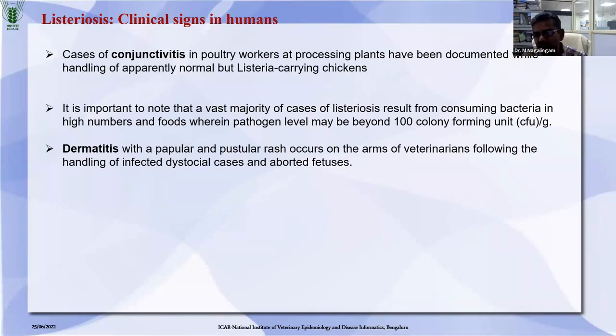The quantity of bacteria consumed also matters in causing the disease. If the level is beyond 100 CFUs, that is 100 colony forming units, then the possibility of occurrence of the disease is there. And if the number is very great, then it immediately causes fatal disease.